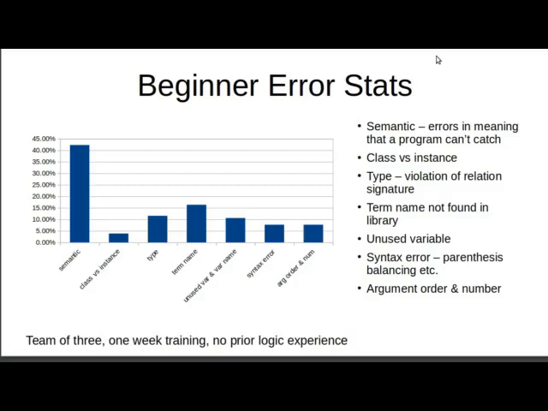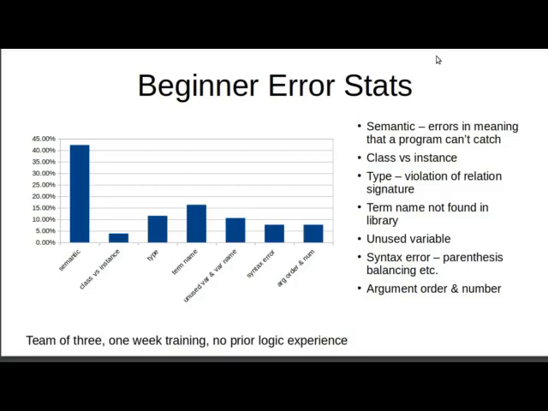So using a class where an instance is required or vice versa. Errors in type, so violation of the relation signatures that I've mentioned, using a term name that maybe has a typo in it, or especially a simple error of capitalization, so getting people to realize that capitalization is significant, always for some reason is kind of an issue.